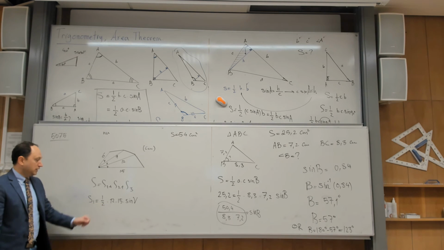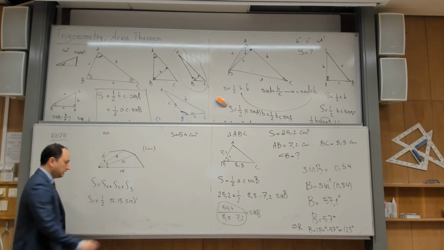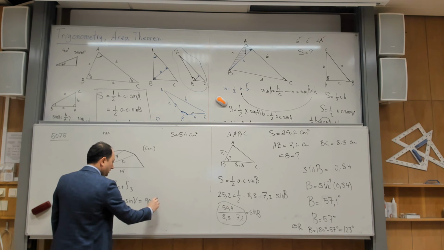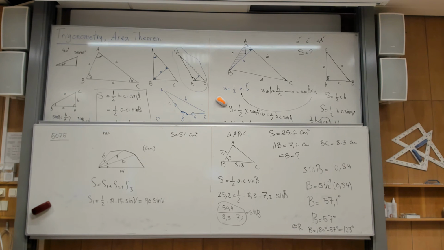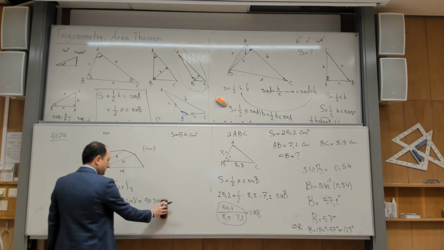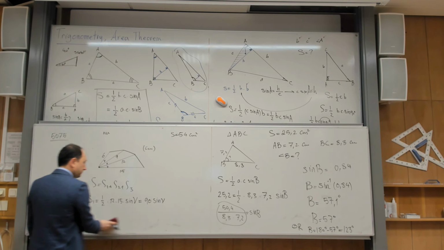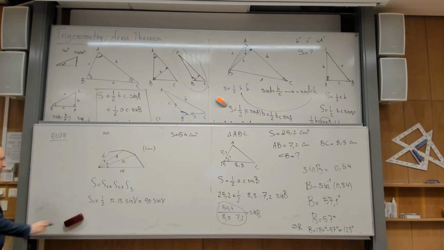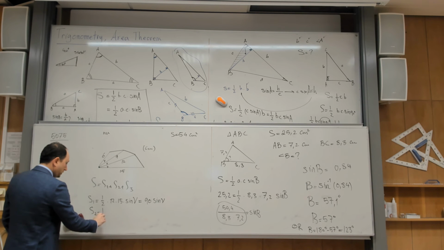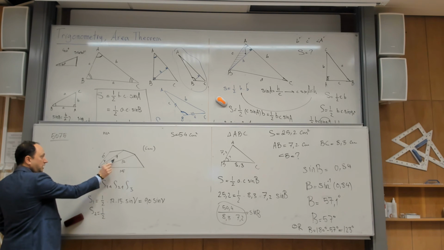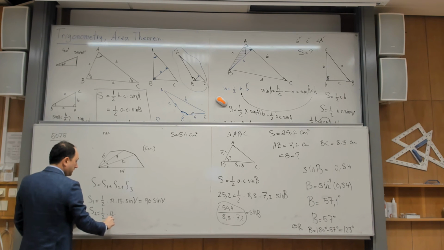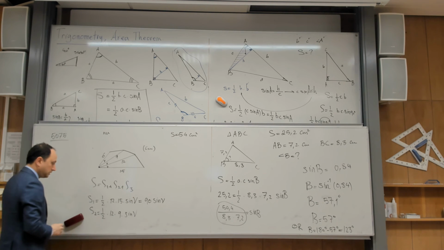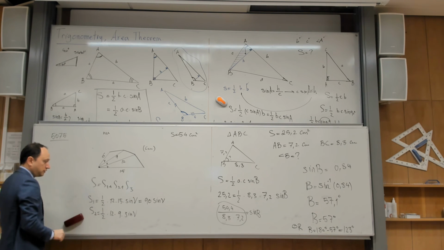1/2 and 12 becomes 6. 6 times 15 is 90. So this is just 90 sine of nu. Nu is still not known. And then what is S2? S2 is 1/2 times these two sides and the angle between them. So this becomes 1/2 times 12 times 9 times sine of nu, so 6 times 9, 54.